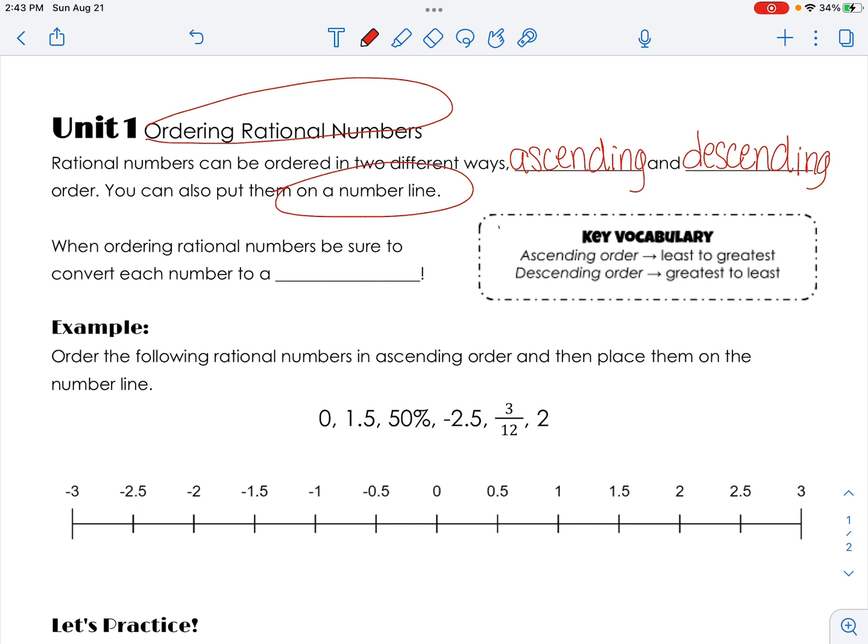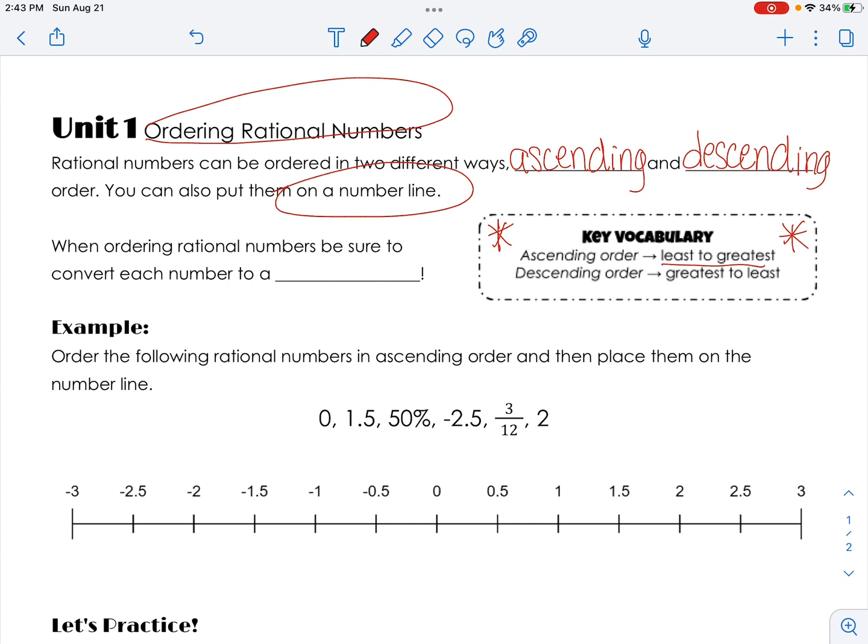The key vocabulary today is remembering that ascending order means least to greatest, going from the smallest number to the greatest, the biggest number. Descending order is greatest to least. You're going from the bigger number to the littlest number. All right, here we go.